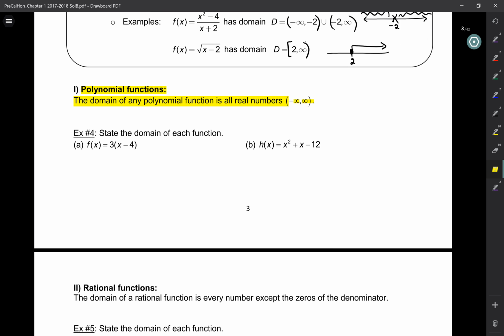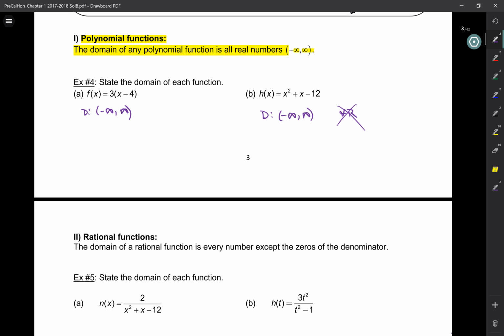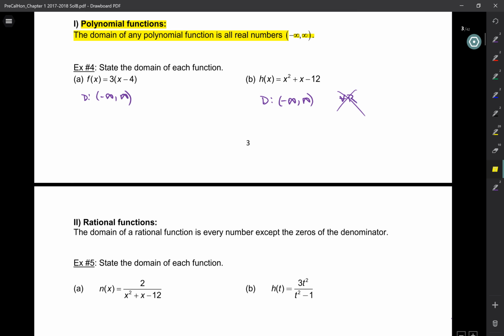All right. So here, is it a polynomial function? Yup. Domain, all reals. How about for part B? All reals. We are going to abandon this notation. It's all about interval notation. That's what the real life uses. Yes, we're growing up.